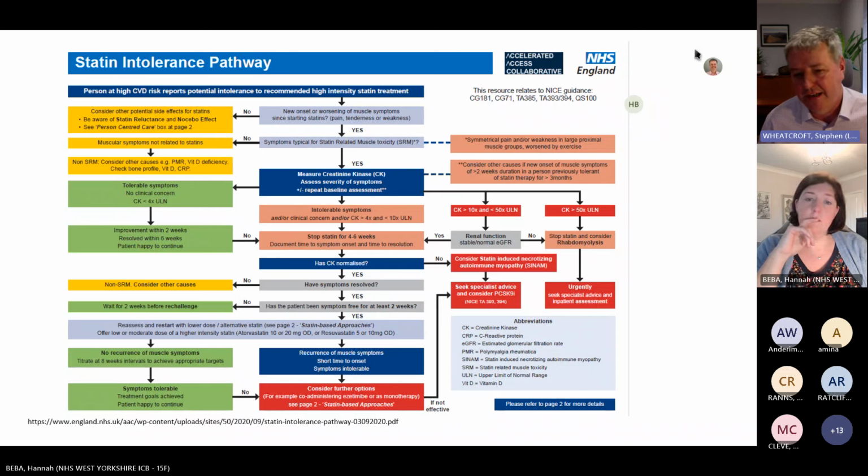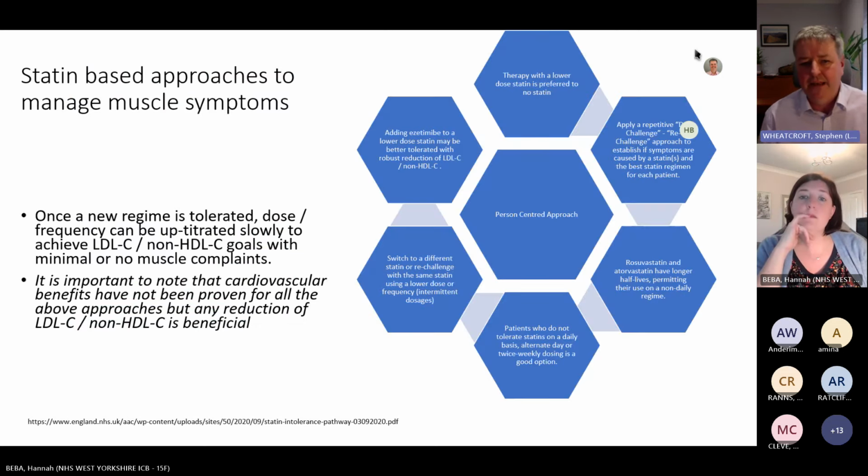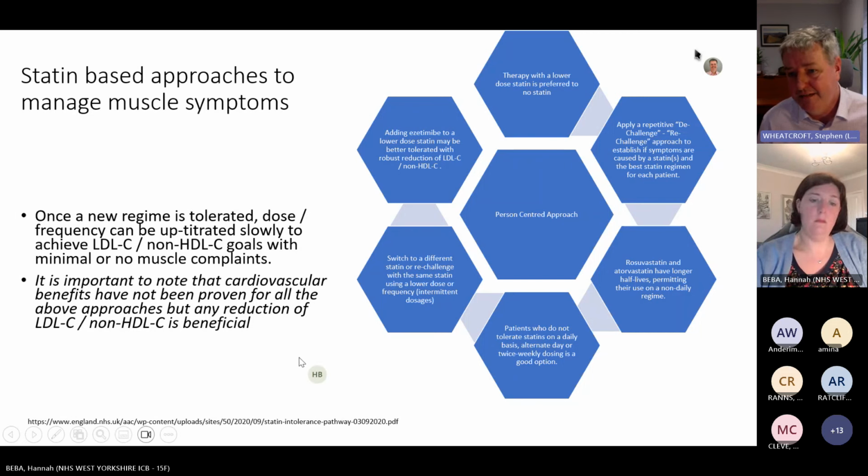And many patients can tolerate statins using that approach. If we go to the next slide, Hannah, there's perhaps a simplified way of thinking about statin intolerance management, that it's certainly worth trying with a lower dose of high intensity statin. You can try repetitive re-challenge, de-challenge. We know that rosuvastatin and atorvastatin have long half-lives, so you don't necessarily need to give them every day.